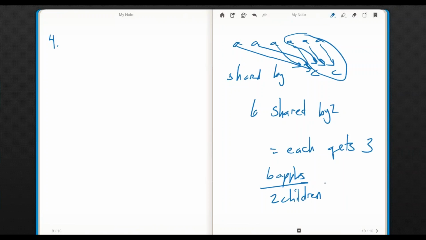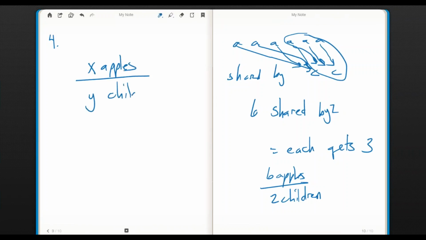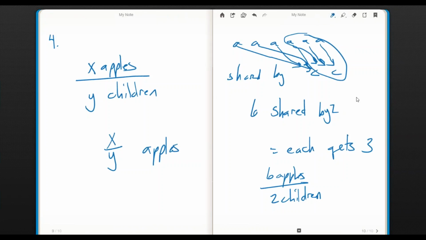Now guess what I'm going to do when I'm actually solving the problem? I have X apples and I have Y children. I don't know what that number is, but it's an expression. The number of apples each child will receive will be X over Y. That's how many apples each child will receive.